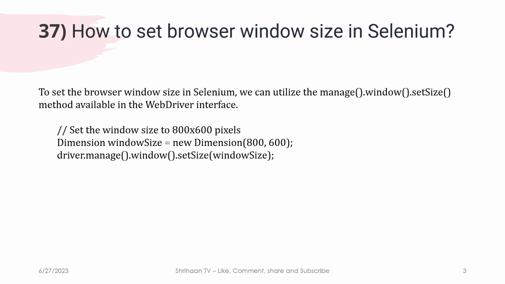To set the window size, we create a Dimension object and specify the desired width and height. In this example, we set the window size to 800 and 600 pixels. Then we use the setSize method of the WebDriver Window interface, accessed through driver.manage().window(). So we are passing the size here as the object reference variable. By invoking this method, the browser window will be resized to the specific width and height. This is how we need to set the browser window size in Selenium. Okay, moving on to the next question.